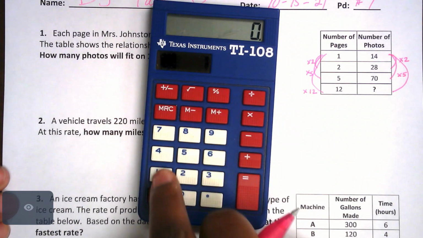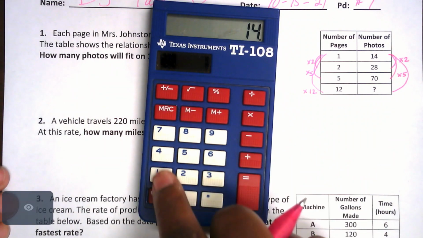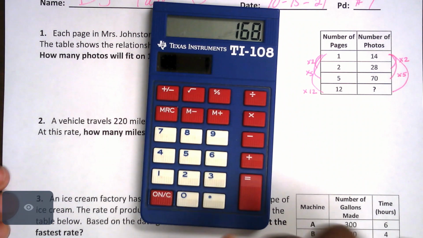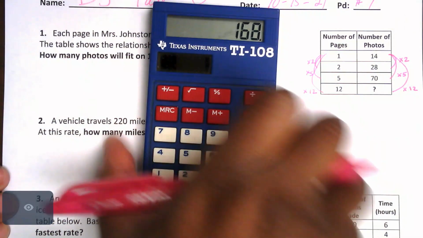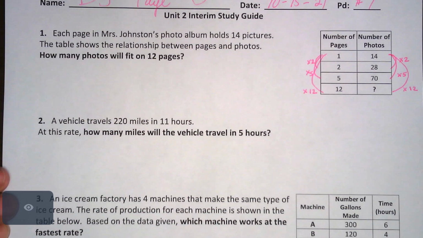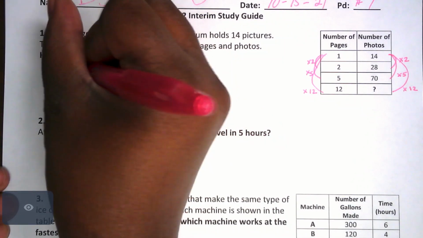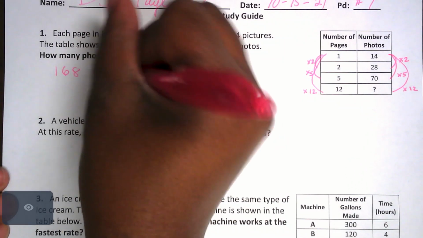So I have my 14 photos times 12, and I get 168. So how many photos will fit on 12 pages? 168 photos.